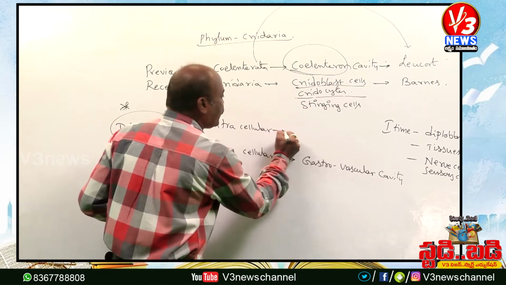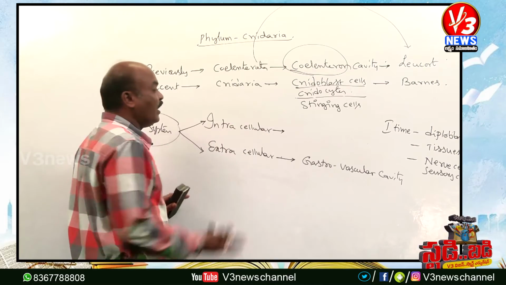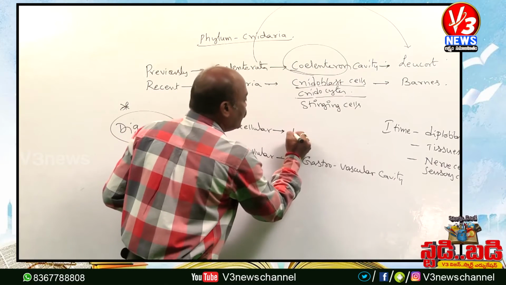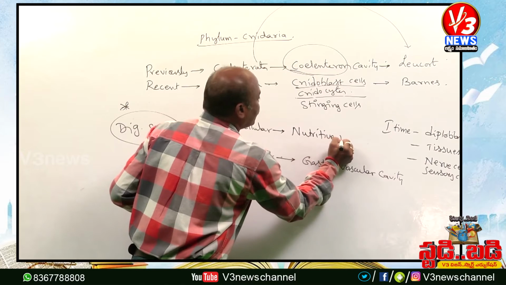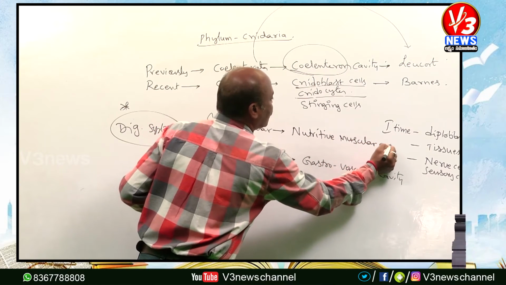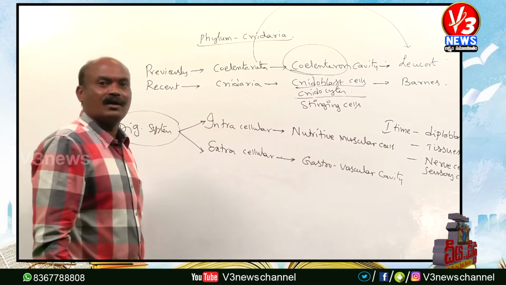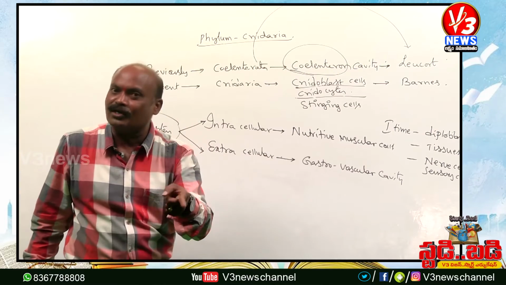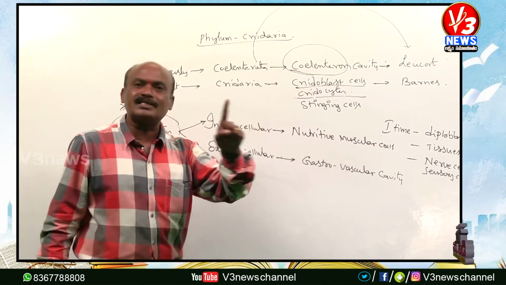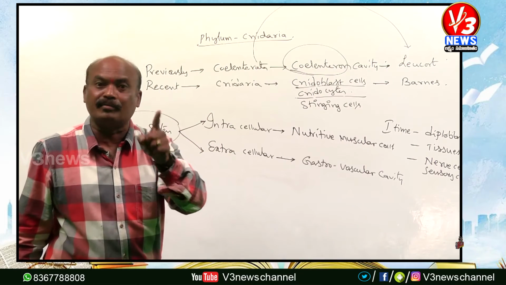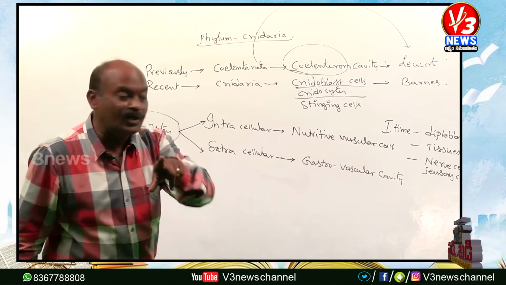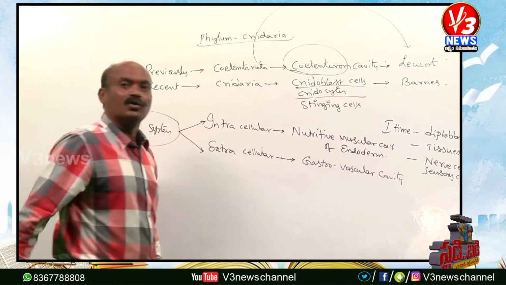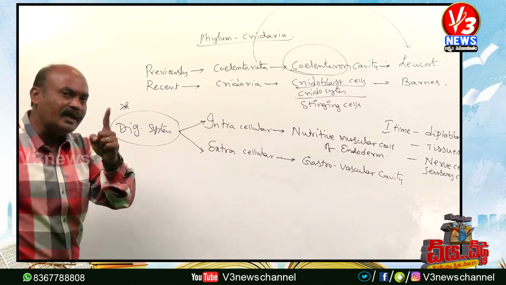Right. So a very important aspect: intracellular digestion in Cnidarians takes place in nutritive muscular cells. Nutritive muscular cells of endoderm. You remember, concentrate on endoderm, not ectoderm. The nutritive muscular cells are present in endoderm. So that's a very important point regarding the digestive system.